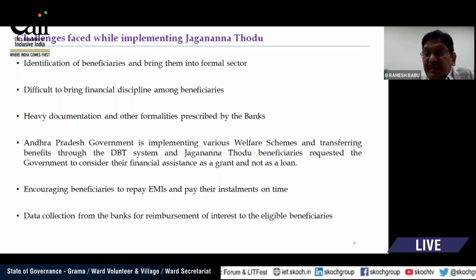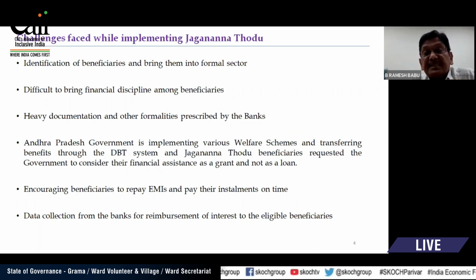Among the challenges we faced, the identification of beneficiaries and bringing them into the formal sector is one. It is also difficult to bring financial discipline among the beneficiaries. And banks also prescribed huge documentation to extend the loans. That is also one challenge we faced.